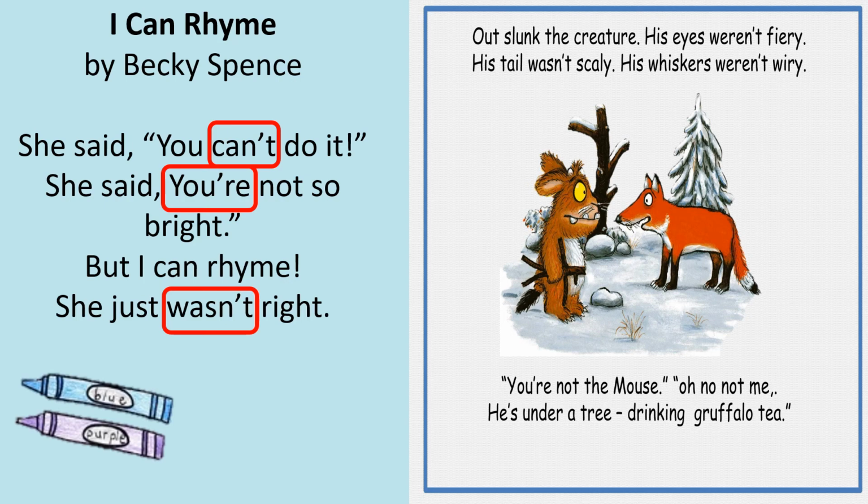Now, let's move on to the next part. Out slunk the creature, his eyes weren't fiery, his tail wasn't scaly, his whiskers weren't wiry. You're not the mouse. Oh no, not me. He's under a tree drinking Graffello tea. Now let's spot the contractions. You can pause the video for a while to find out your answers. Weren't, wasn't, you're, he's.